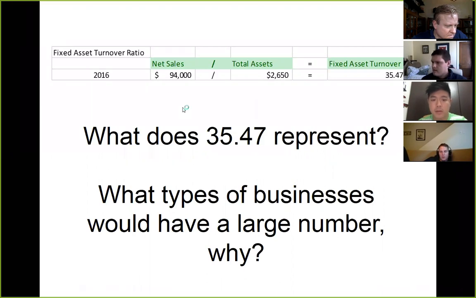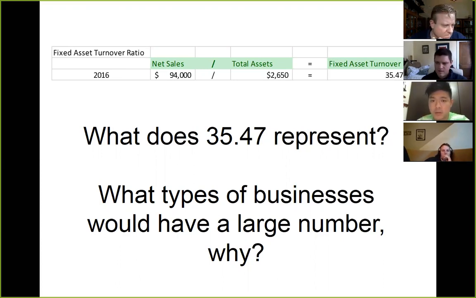So what does that mean? I want to take a shot at what this 35.47 actually means, if you can describe that in non-accounting terms. I can't tell if anybody's raising their hand. Oh, Elizabeth, go ahead. So it's an indication of how well the company is utilizing its assets to generate that sales revenue? So it is.